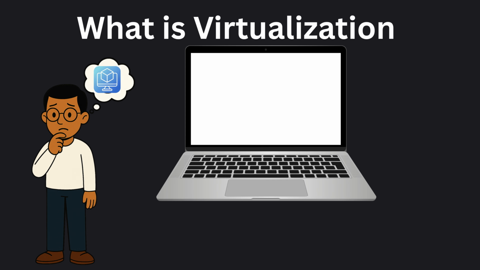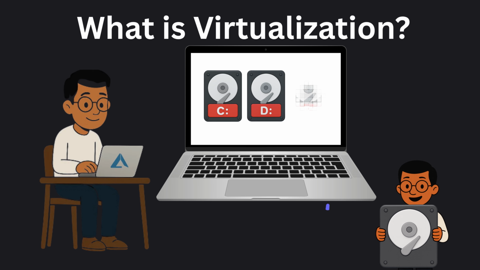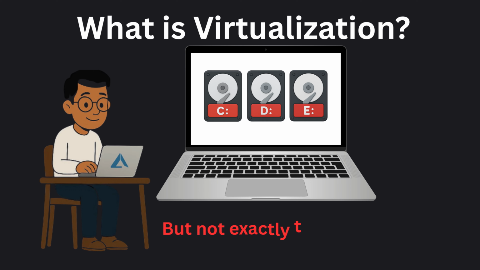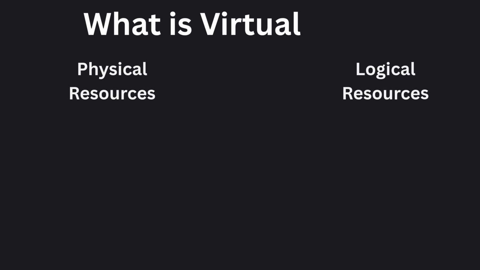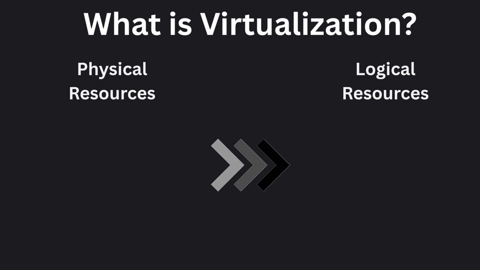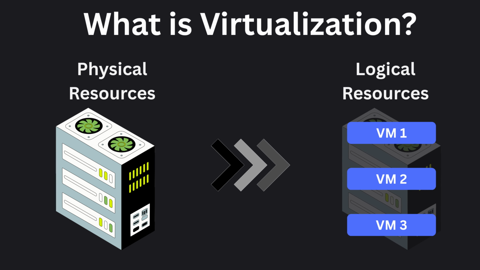What is virtualization? For an example, in your PC, you may have only one physical hard disk. But when you open your computer, you can see multiple drives like local disk C, D, and E. Even though there is only one physical hard disk, we see multiple disks because the system divides that physical disk into multiple logical partitions. This is a similar concept to virtualization. In virtualization, what exactly happens is that we convert physical resources into logical resources. The benefit of doing virtualization is that we are able to create multiple logical resources even using one physical resource.